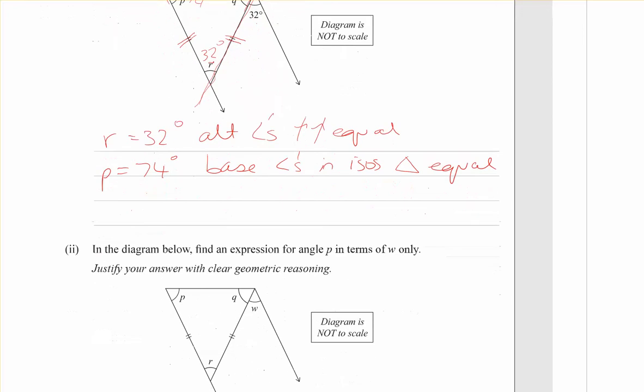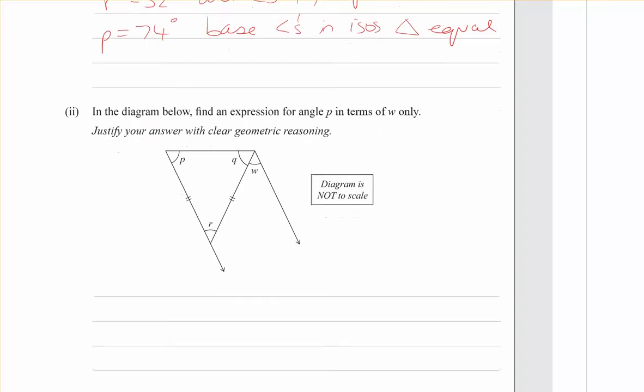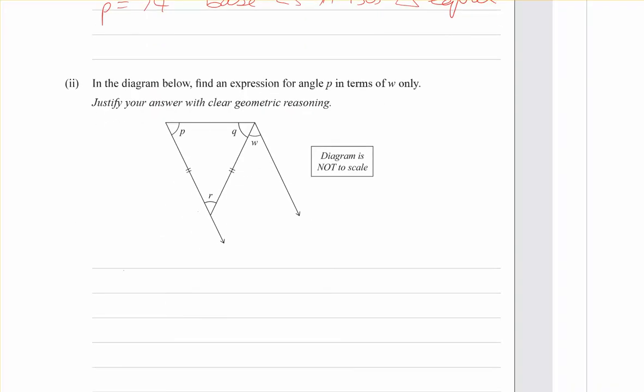Right, part 2. Find an expression for angle P in terms of W only. So it's actually exactly the same as above. So we'll go through the same process. We started by finding R, which equals W, and that was alternate angles on parallel lines are equal. So we know this one is W.